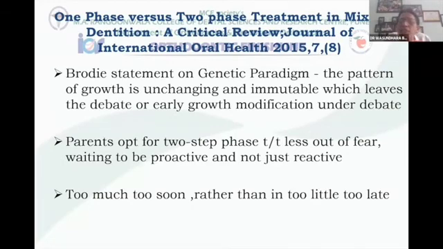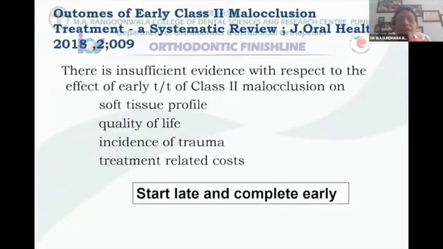Often for early treatment, the parents are more concerned because they feel that they are disturbed with the psychosocial problem, or they often feel that the anteriors, which are more proclined because of the increased overjet, are prone to accidents. So there is another systematic review, the latest systematic review, 2018, on the outcome of early class 2 malocclusion. And this systematic review states there is insufficient evidence with respect to early class 2 treatment in respect to soft tissue profile, the quality of life, incidence of trauma, and treatment related to the cost.